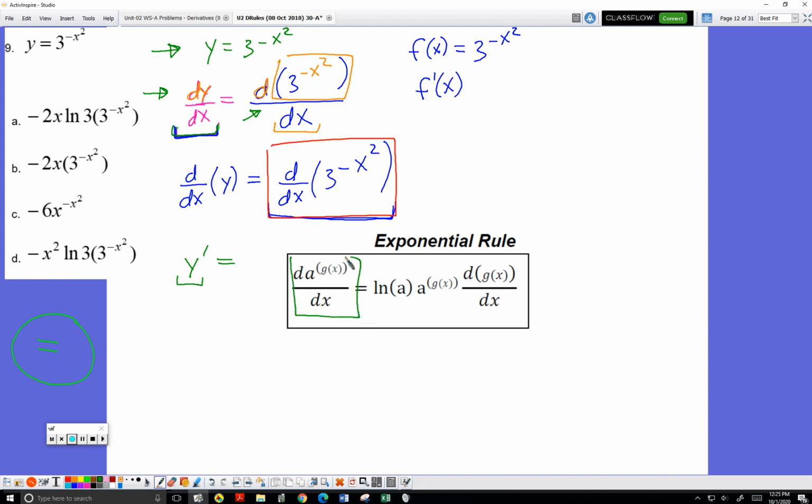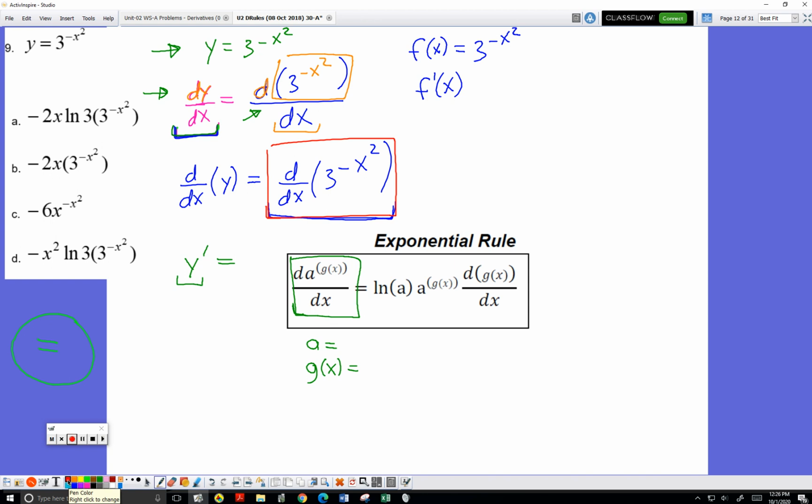There are a few restrictions here. A must be a constant in this rule. G of x is typically a function involving x, or t or whatever. All you have to do is pick a and g of x appropriately so that the red box matches the green box. So someone help me. Raise your hand and tell me, what would be the right choice for a and g so that the green box matches the red box?